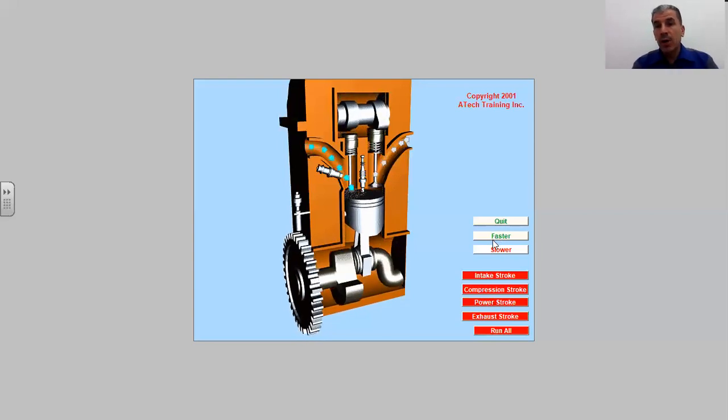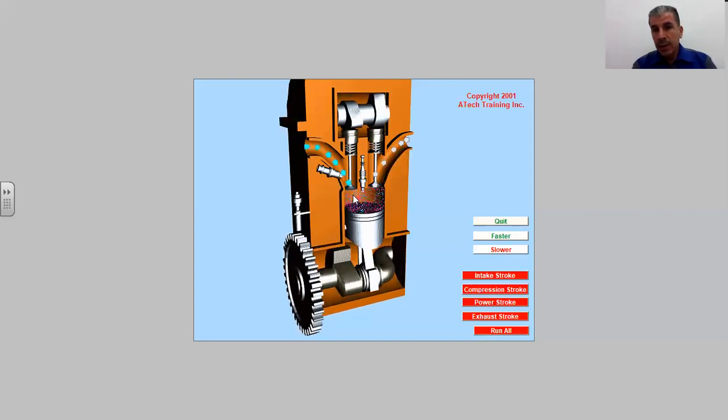Now I'll make it slower. See, in more slow, it's more slow also. We will start: this is the intake stroke, compression stroke, power stroke, exhaust stroke, intake stroke, compression stroke, power stroke, exhaust stroke. So the engine is running.